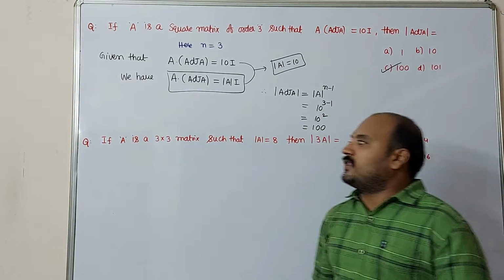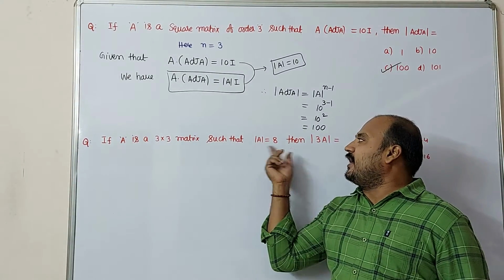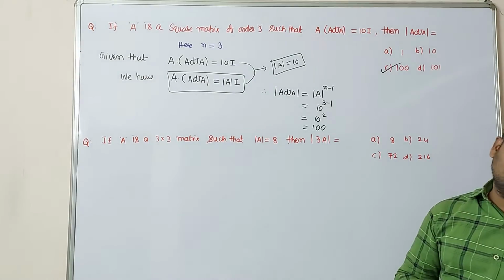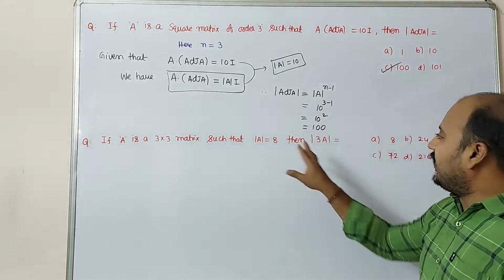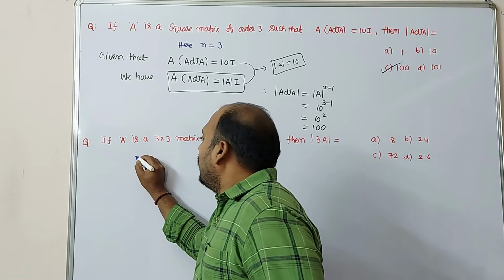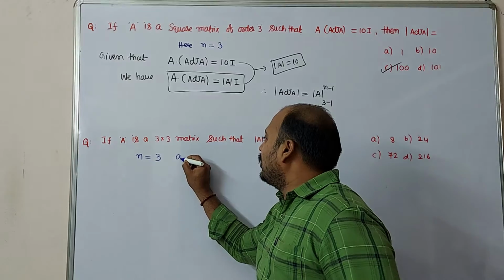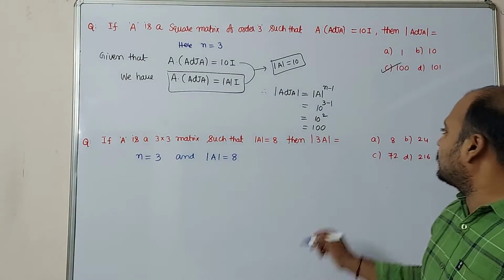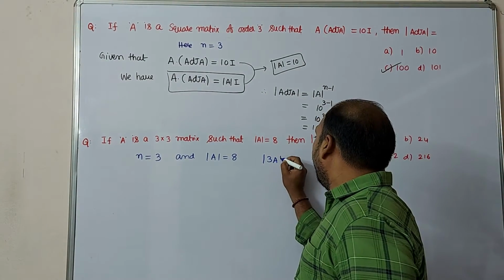If A is a 3 by 3 matrix, that means third order, such that det A equals 8, then the determinant of 3A is equal to what? See, n is equal to 3 and det A is equal to 8, it is given. So they are asking det of 3 into A.